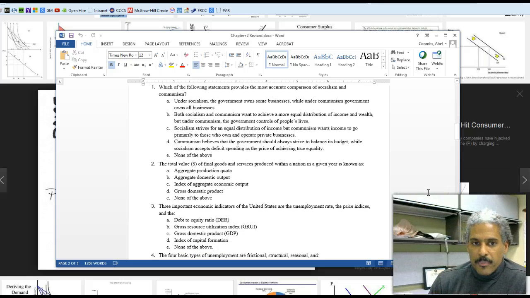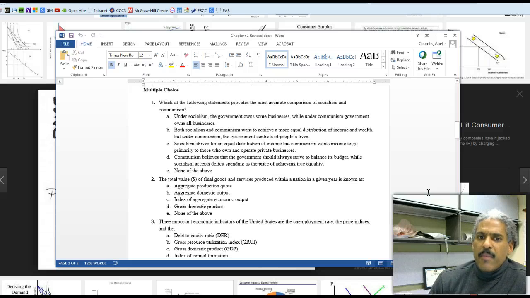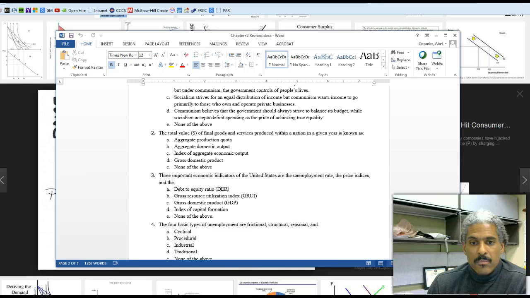Multiple choice. Which of the following statements provides the most accurate comparison of socialism and communism? A. Under socialism, the government owns some business, while under communism the government owns all the business. That is the correct answer. A. All right, let's keep going.